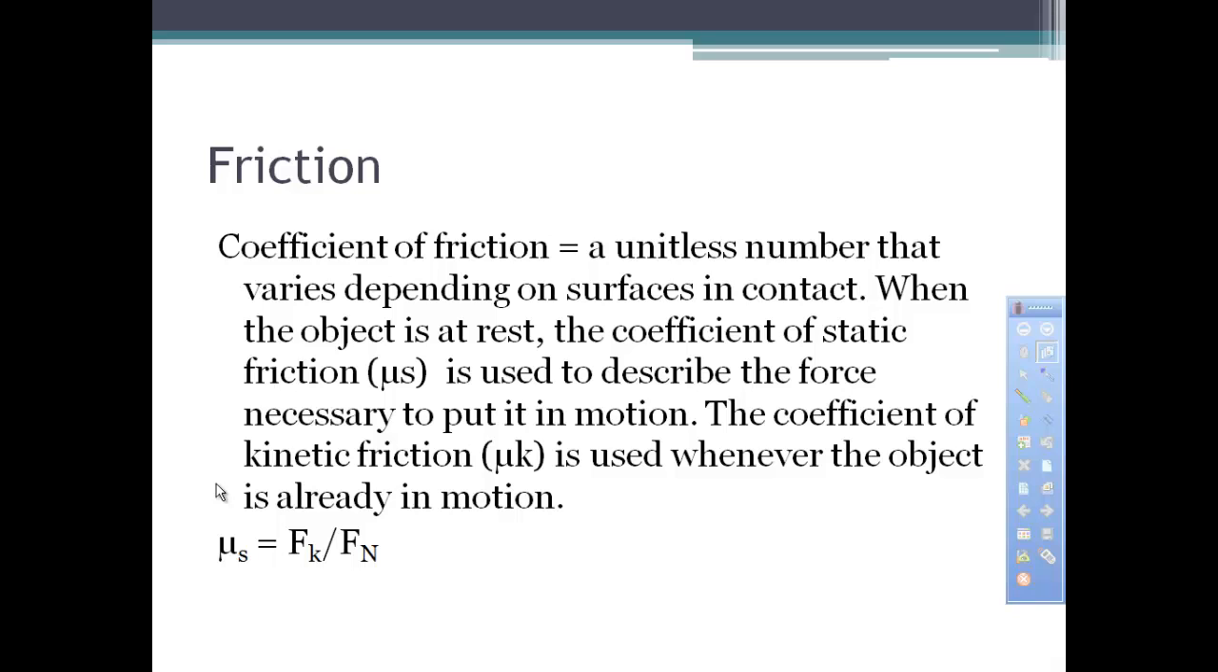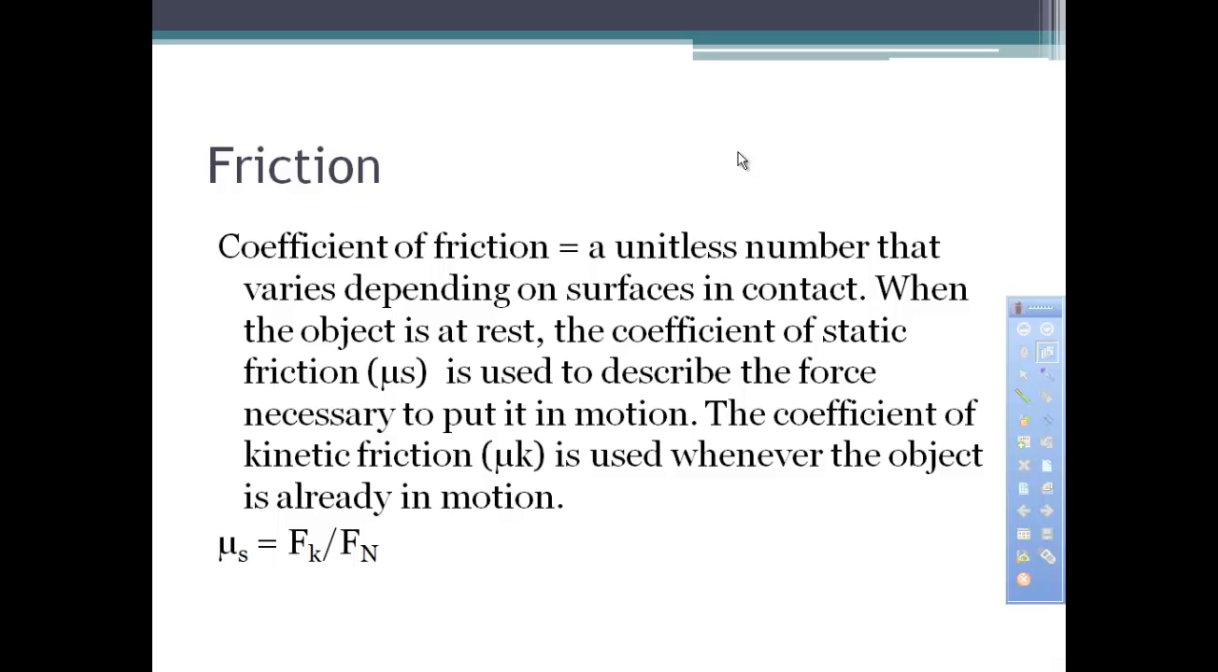Okay, just another review on friction. The coefficient of friction, remember this is a unitless number, so it's just really a ratio. And it depends on the surfaces that are in contact. So if you have glass on glass, that coefficient of friction for a glass surface is going to be different than the coefficient of friction for, say, sandpaper or something rougher.